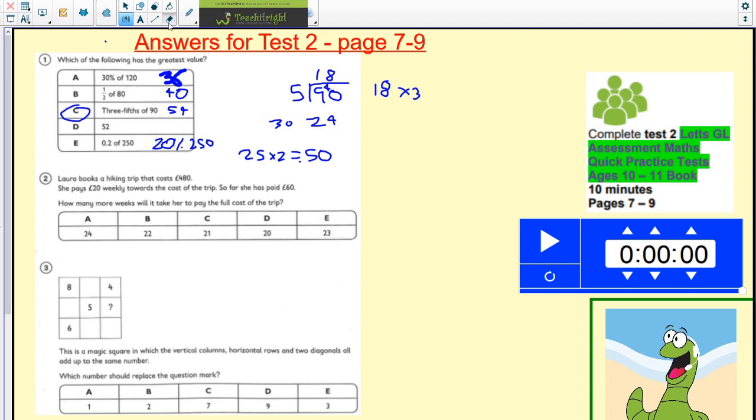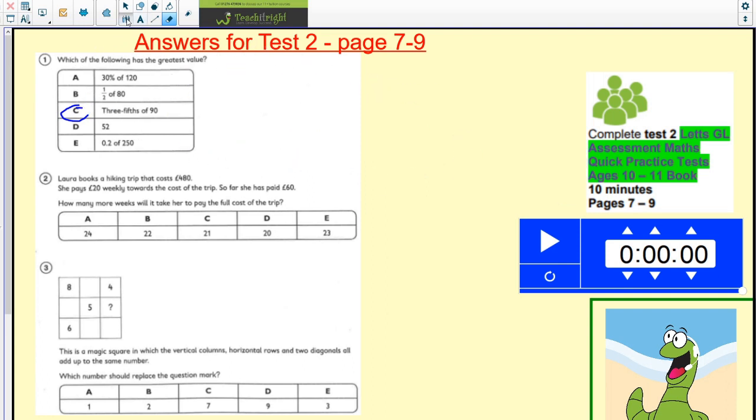Right, question 2. Clean that up for us. Come on. Maths is getting tired, obviously.